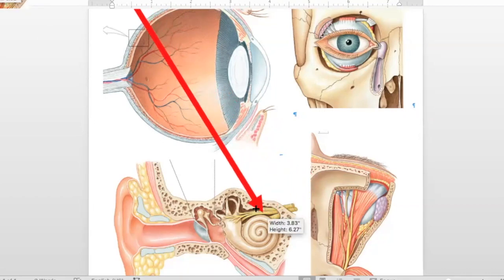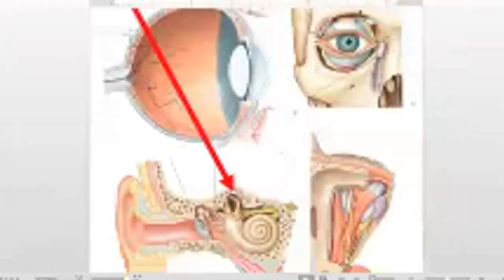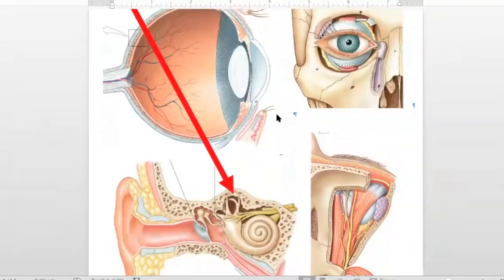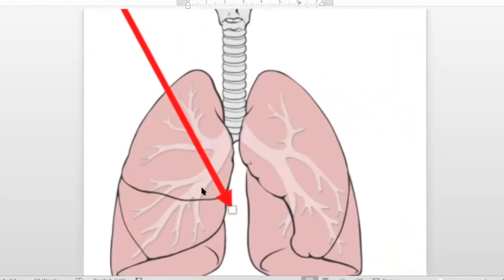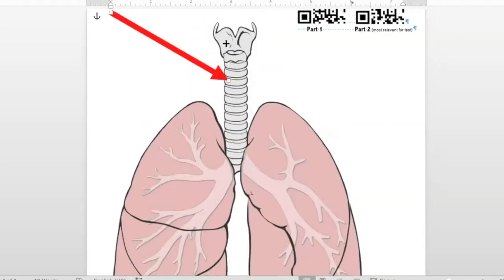Number 13. Over here by the ear. What are some of these round structures called? We have three of them sticking out there. What are those round structures called? That's number 13. Then number 14 is coming up right here. What is this structure called?